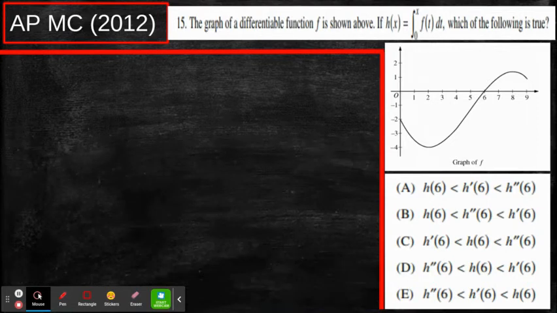So here we're just trying to find which values go in what order. For example, h of 6 is less than h prime of 6, which is less than h double prime of 6, or in any other order; we just want to find the correct one. And we're given the graph of f here. So just like the last problem, we're going to use that graph to figure it out.